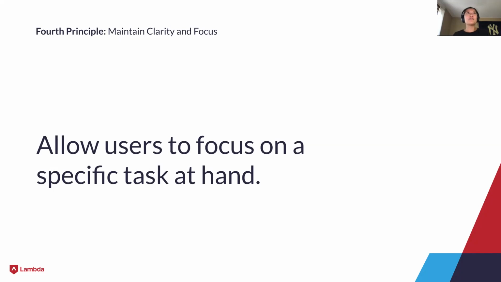Okay, and then our final principle that we have is maintaining clarity and focus, allowing users to focus on a specific task at hand. I always talk about designing in the context of your users. For example, we'll never know what our user is doing while they're using our product. Perhaps they're sitting on their couch watching TV, or maybe they're running on the treadmill, which has happened to me. I'm responding to Slack messages from Lambda students or Lambda instructors. So when designing for mobile, we have to take into account the level of distraction that could take place. Therefore, it's going to be important that we're maintaining clarity and focus.